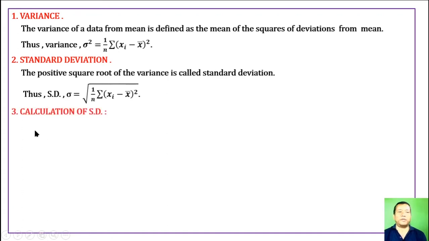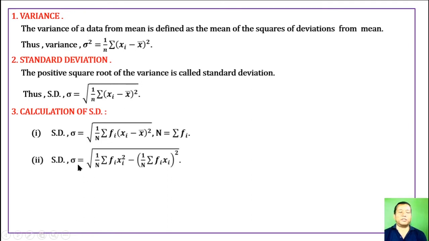Calculation of standard deviation. 1. Standard deviation is denoted by sigma, which is equal to the positive square root of 1 by capital N into the summation of fi times xi minus mean whole square, where capital N is equal to the summation of fi.